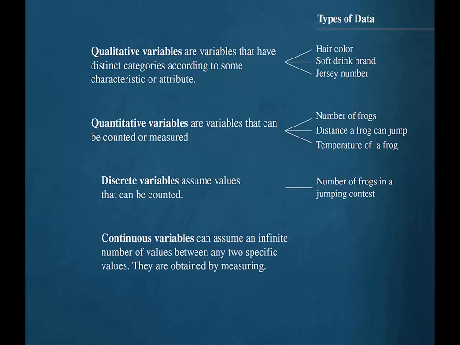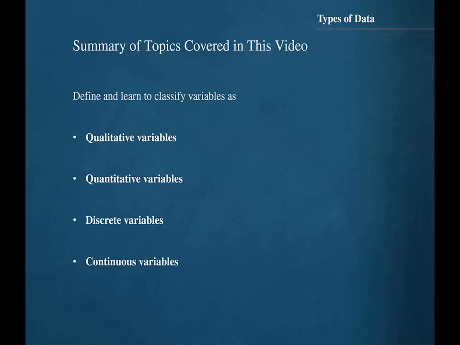Continuous variables can assume an infinite number of values between any two specific values. They are obtained by measuring. Of the examples of quantitative variables given above, the distance a frog jumps is measured and therefore an example of a continuous variable. A measurement of 2.7 meters or 7.2 meters or any value within a reasonable range would be possible, not just whole number values. Temperature is also measured and is an example of a continuous variable.